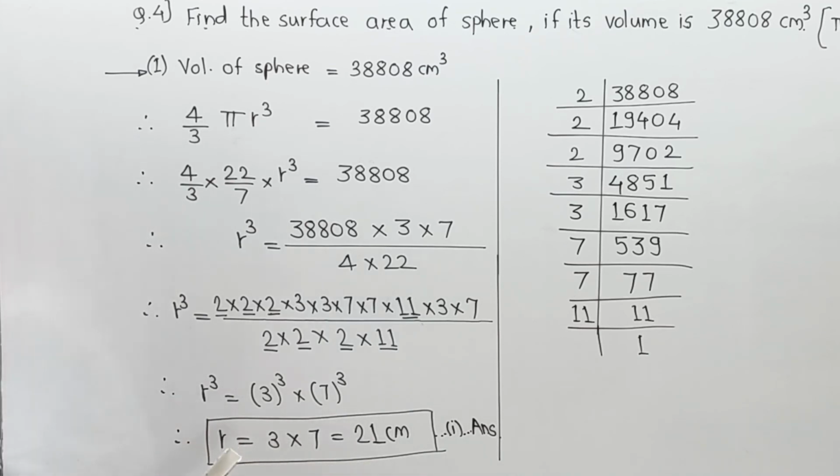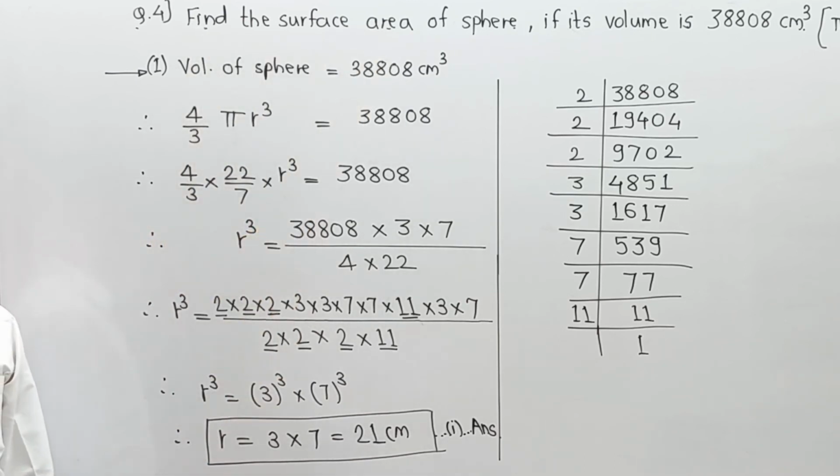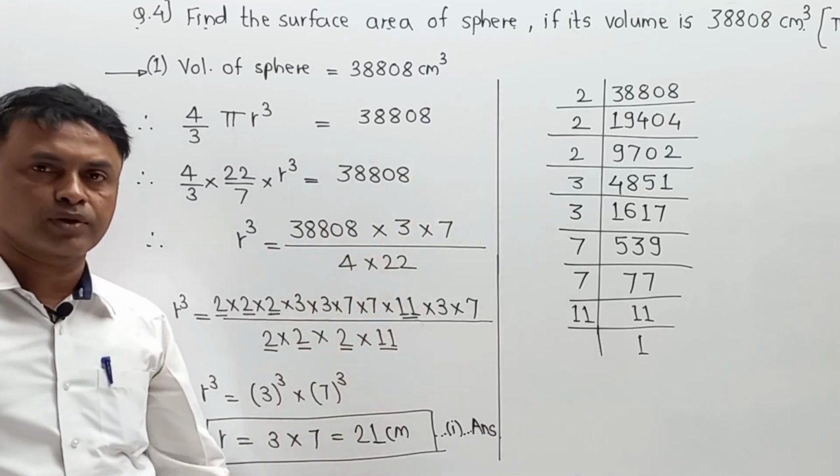Now as we are able to get the radius of this respective sphere, as 21, the radius of the respective sphere is 21 centimeter. Now we are going to calculate the second part, and that second part is to find the total surface area, and surface area is nothing but 4 pi r square. Now we are going to do the second calculation over here.